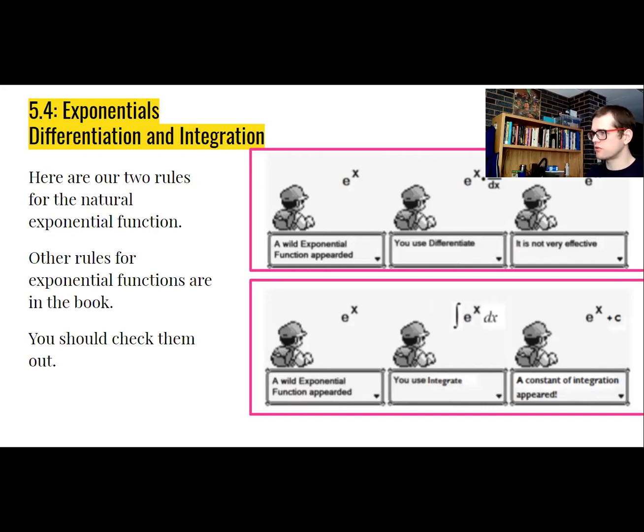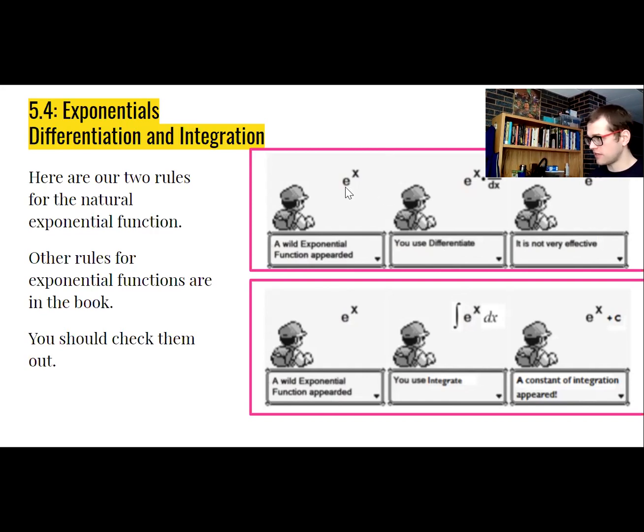Here are two rules for the natural exponential function, which is what sometimes we call e to the x. But when I hear natural exponential function and e to the x, I'm going to pretty much always say e to the x because it just is shorter and more efficient. The reason we call it the natural exponential function is because ln is natural log, so its inverse is natural exponential. There are some other rules for exponential functions in the book. You should definitely check them out.